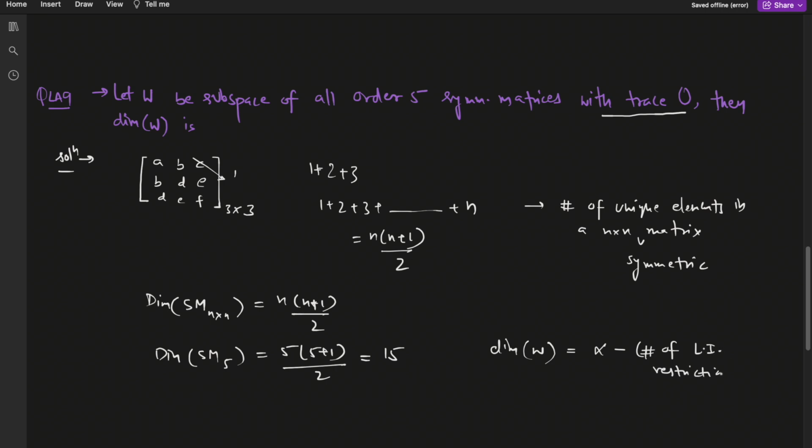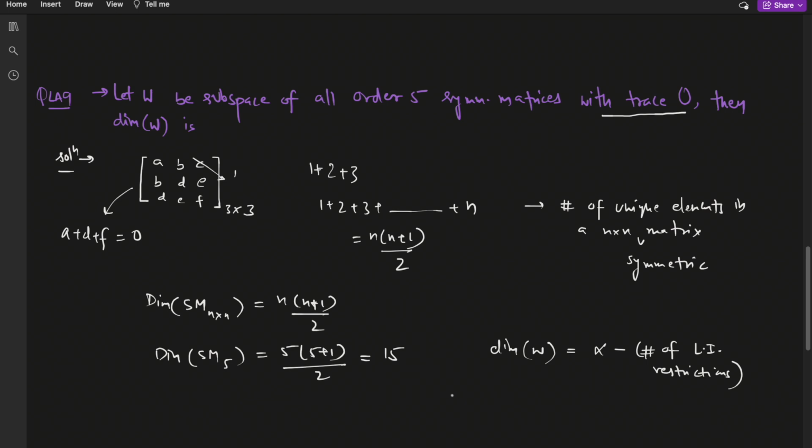Okay, restrictions. And in this case we have only one restriction. It is saying that the trace is 0. So if you see this example, this is saying that a plus d plus f should be 0, because the trace of a matrix is nothing but the sum of its main diagonal elements. Okay, so in our case the number of linearly independent restriction is only one.